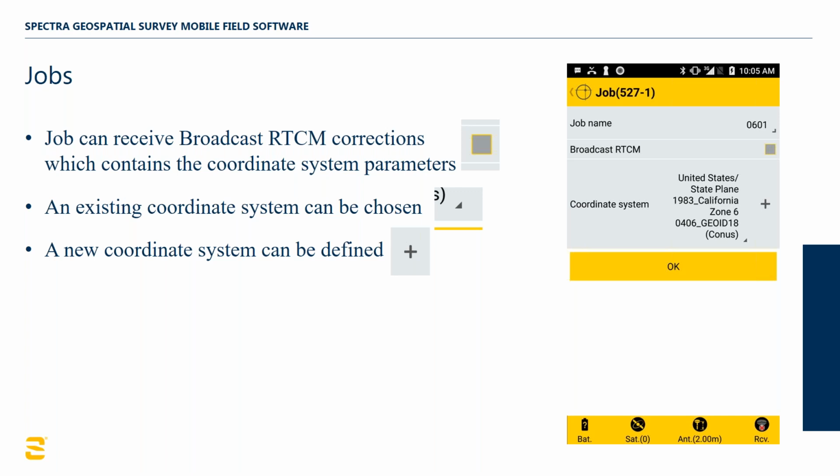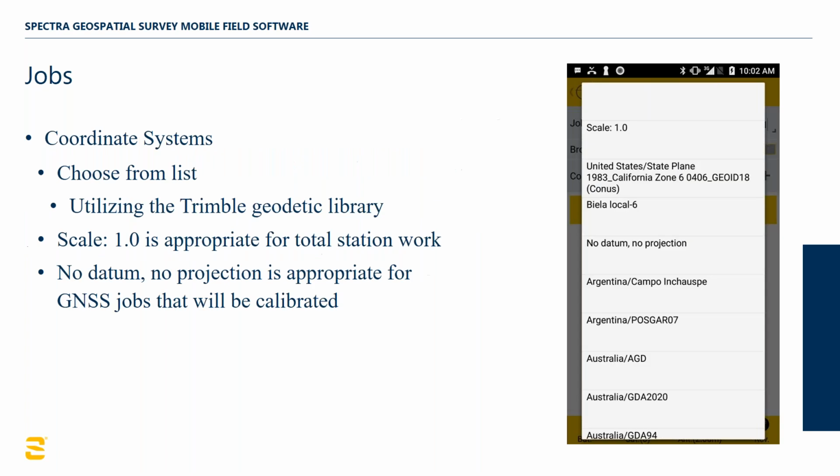You can choose an existing coordinate system. Interestingly, if you choose a coordinate system that's not in the device, it will download the coordinate system parameters from the Trimble Geodetic Library, or you can actually key in your own coordinate system definition. I'm not sure I really care for the nomenclature here, and you can go back and forth between them.